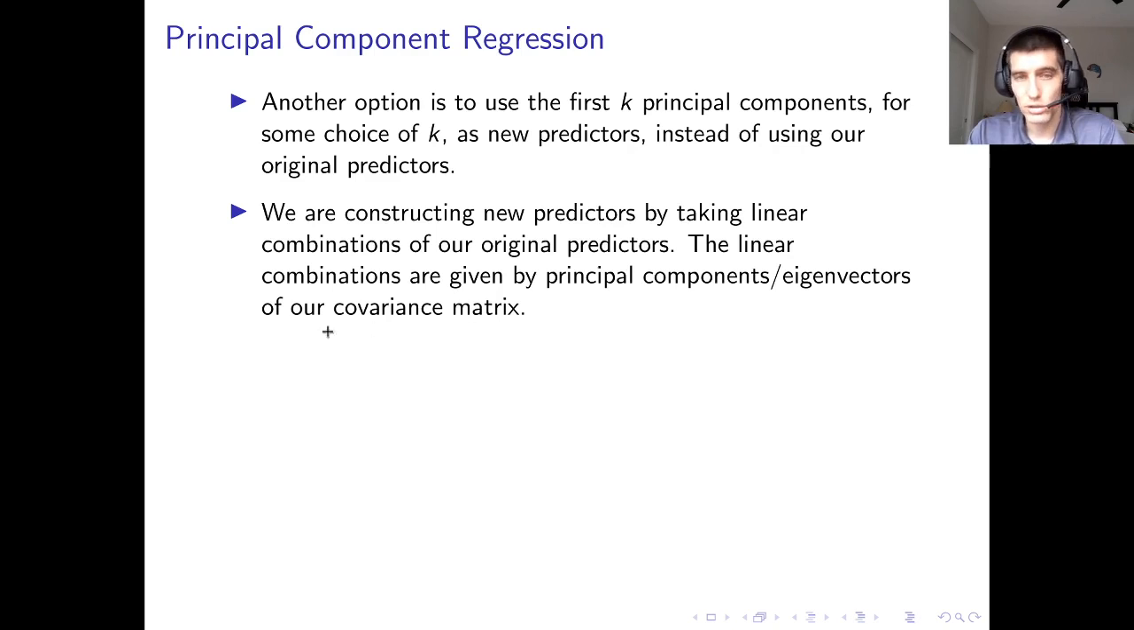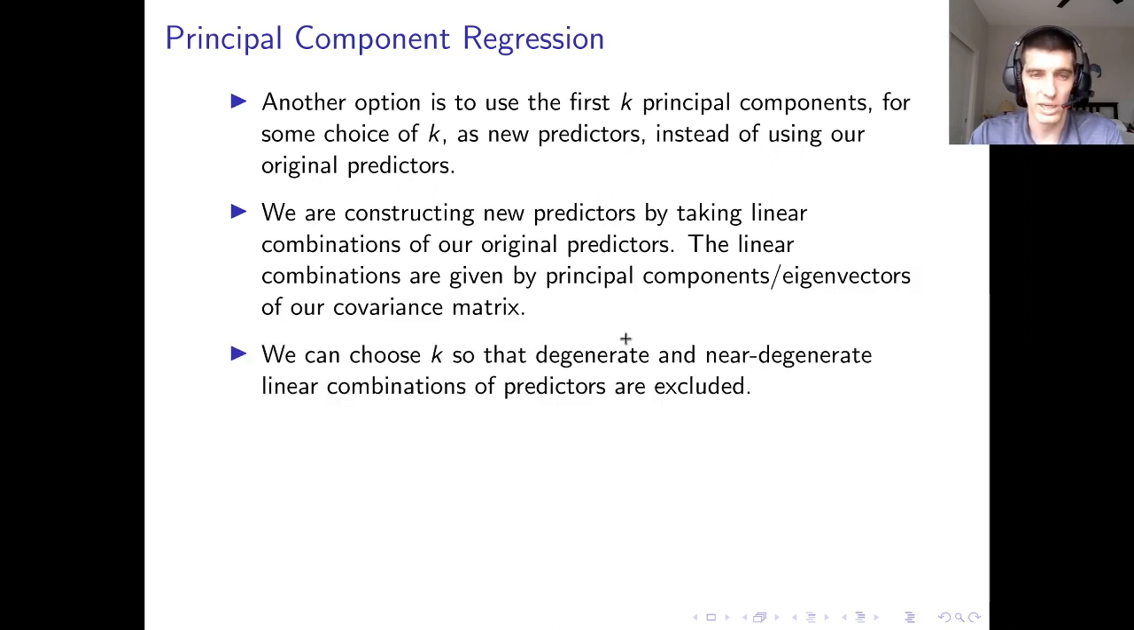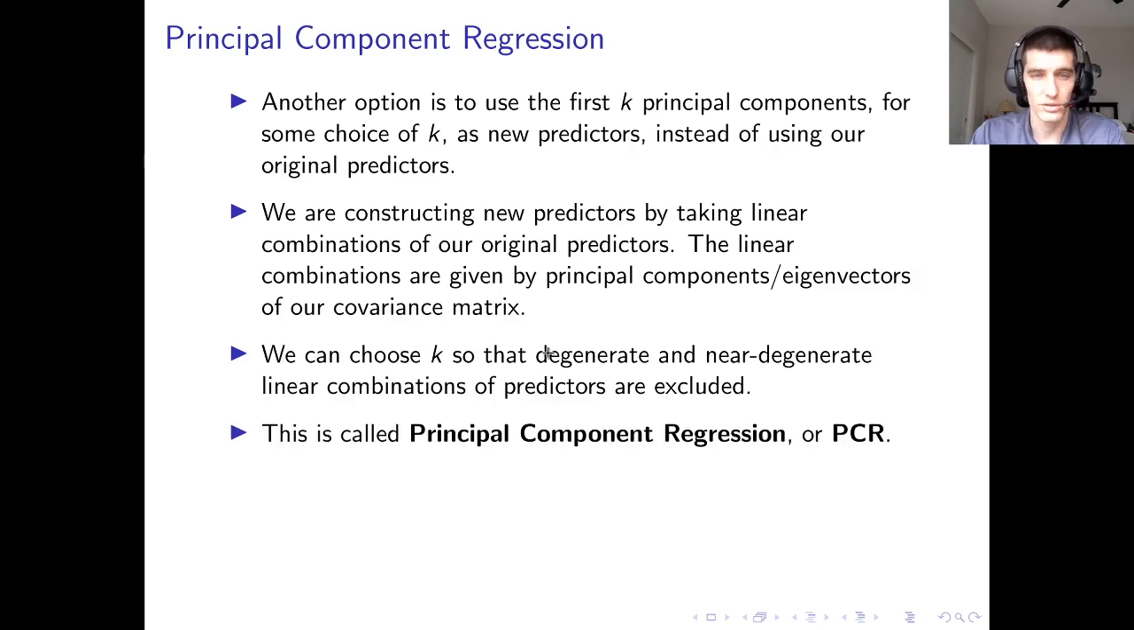Okay, and what we can do is reduce the number of predictors by only taking a certain number of eigenvectors. So we're going to define the new predictor 1 corresponding to the linear combination of old predictors given by the first eigenvector, the same for the second, the same for the third, and we can go on until we reach some eigenvector threshold for which the eigenvalues get small, and then just cut off there and reduce the number of predictors we have. Okay, so we do not include degenerate or near degenerate linear combinations of predictors. So this method is called principal component regression.